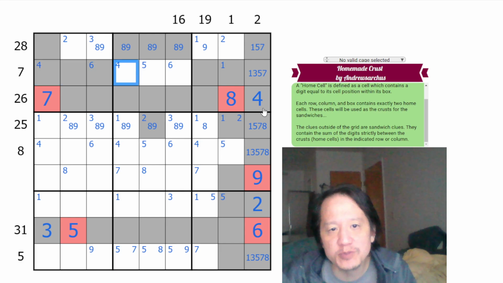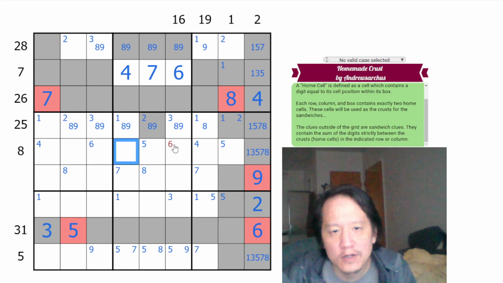Therefore, we know specifically this is a 4, a 6, and a 7. And so these cannot be home cells. Or this can't be, yeah. This can't be 7. There's no more 4 here. There's no more 6. These are the home cells.